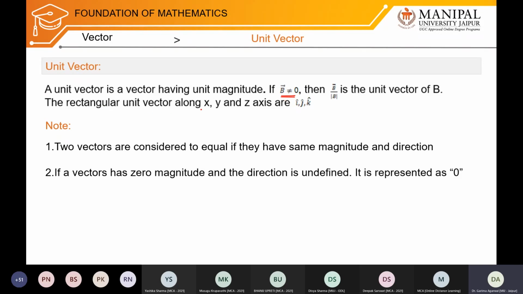The rectangular unit vectors along x, y, z axis are i cap, j cap and k cap. In general, we have these three directions, that is x axis, y axis and z axis. So along x axis the unit vector is i cap, along y axis it is j cap, and along z axis it is k cap, right? Two vectors are considered equal if they have the same magnitude and direction. If a vector has 0 magnitude and the direction is undefined, then it is represented as 0 only. Clear?